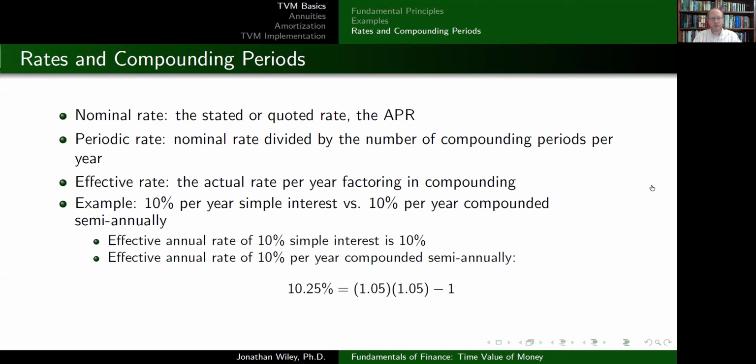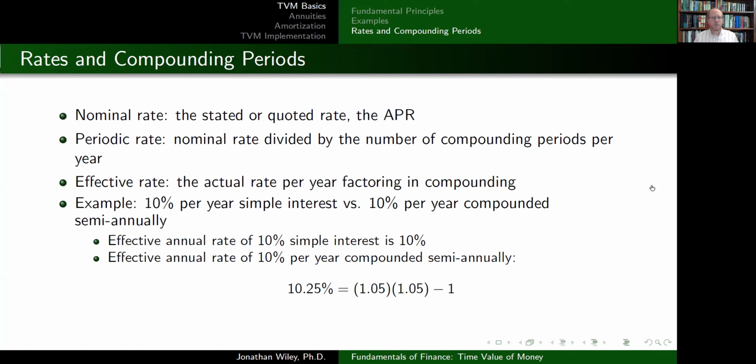compounding periods per year. So if the nominal rate is 10%, and we're dealing with something that's going to be compounded semi-annually, there are two semi-annual periods in a year. So I'm going to take the 10% divided by 2, and that's going to get me a 5% rate per semi-annual period or per 6 months. And so that would be the periodic rate. The effective rate is going to be the actual rate per year once you factor in the compounding.